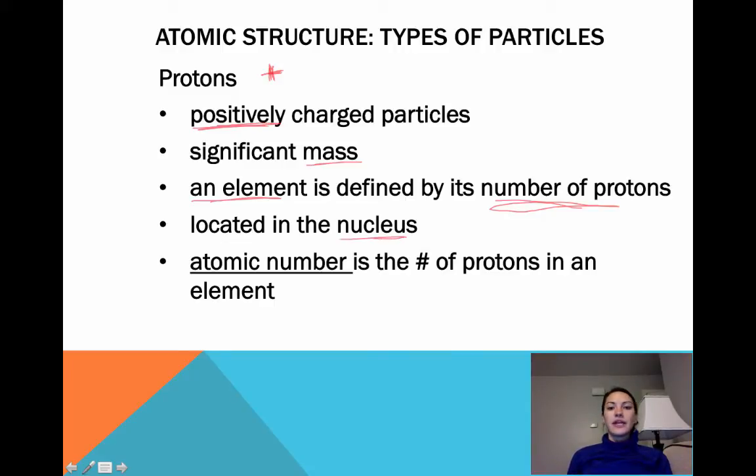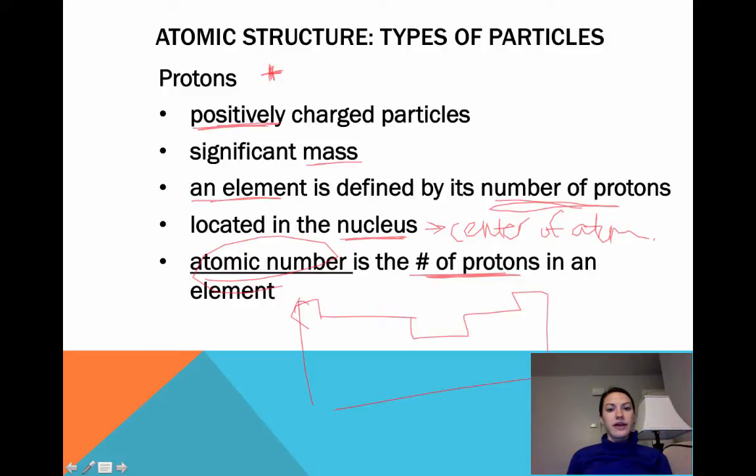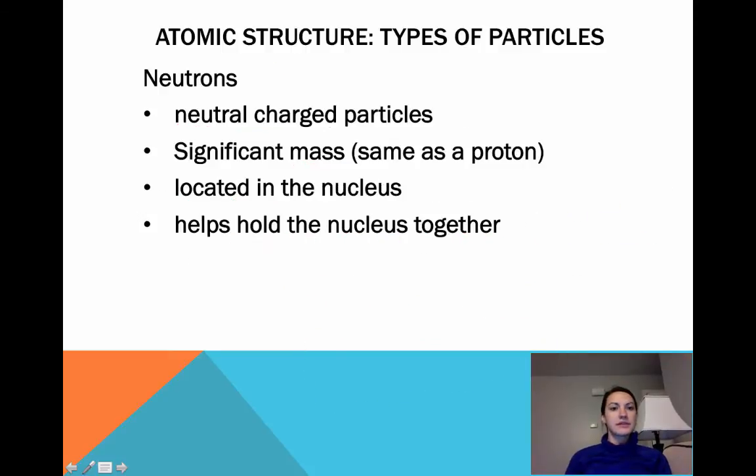Protons are located in the nucleus, which is the center of the atom. And your atomic number is going to be the number of protons, okay? So we define elements by their atomic number, and that's how we organize them on the periodic table, which you'll notice, right? This is element number 1, number 2, all the way to 118. Okay, so we organize them by their atomic number, which is the number of protons.